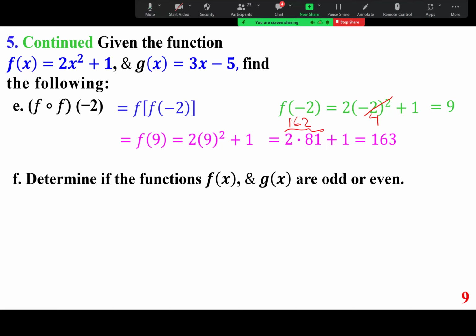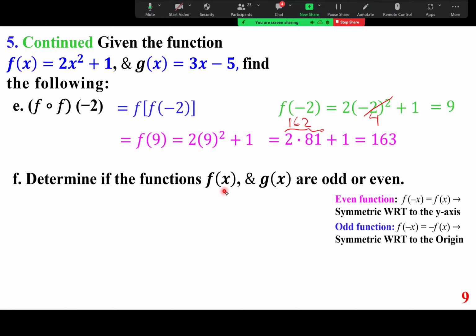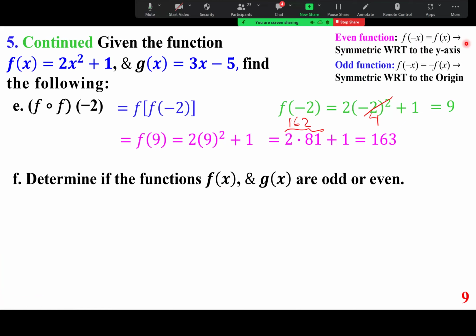Determine if the functions f of x and g of x are odd or even. And let's remind everybody, odd means f of minus x is minus f of x, and even means f of minus x equals f of x. So even function, f of minus x is f of x, which makes it symmetric with respect to the y-axis. Odd function, f of minus x is minus f of x, which makes it symmetric with respect to the origin.